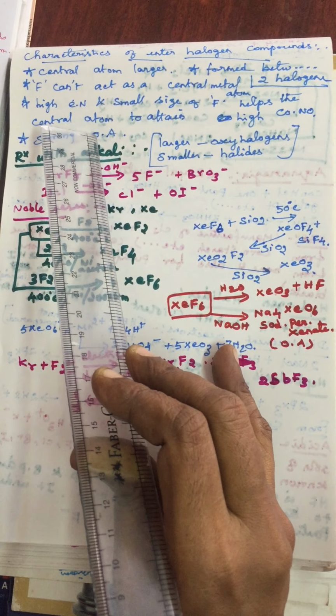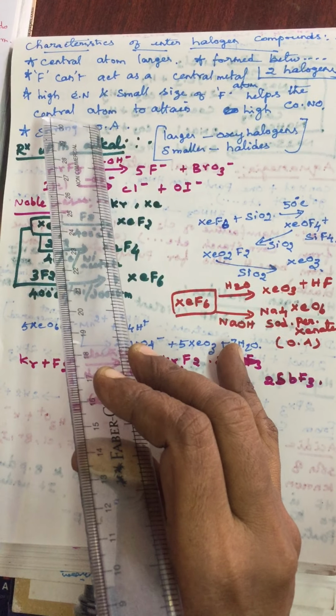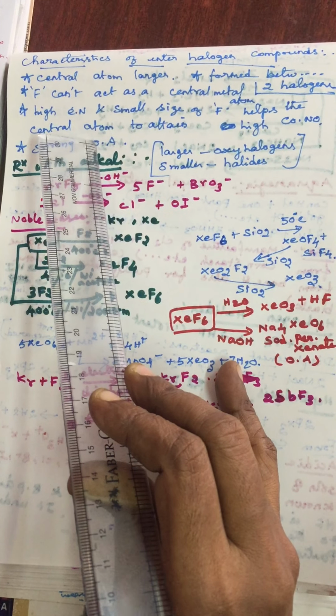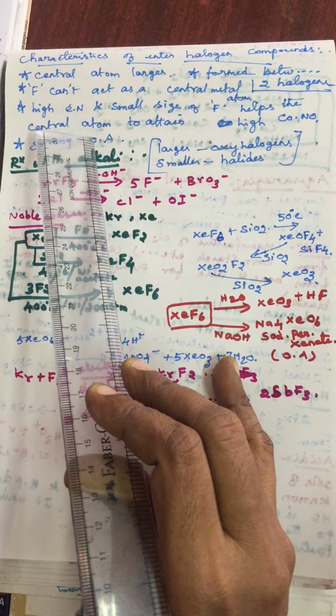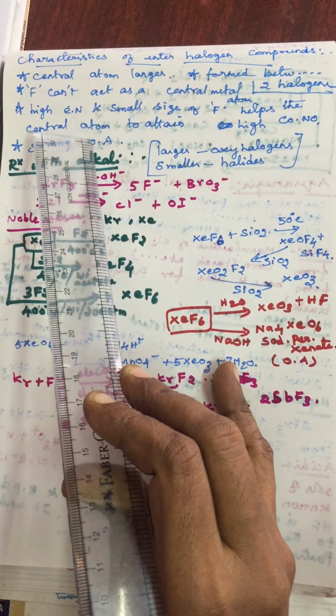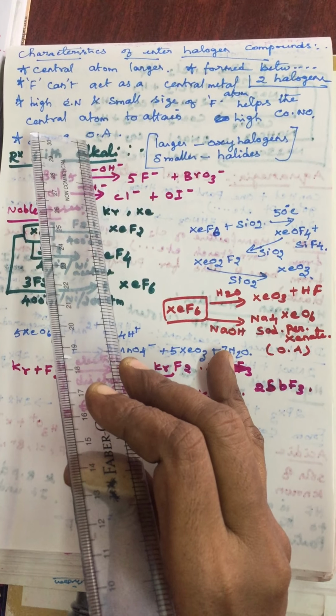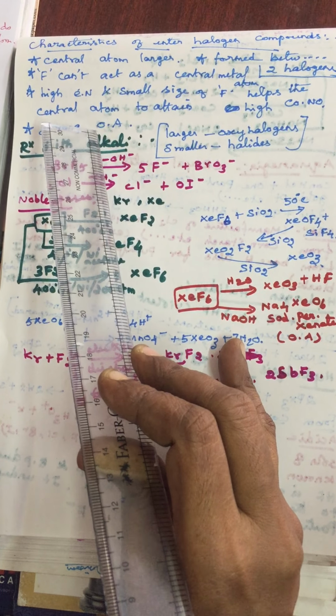And the third characteristic: interhalogen compounds are always formed between two halogens only. More than two halogens, it will never be formed. Between two halogens only it will be formed. And the last one, all the interhalogen compounds are strong oxidizing agents.